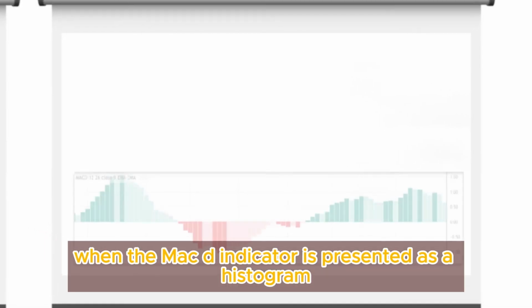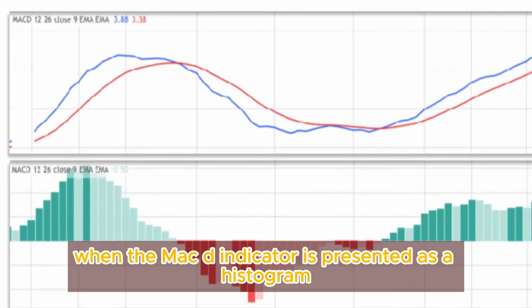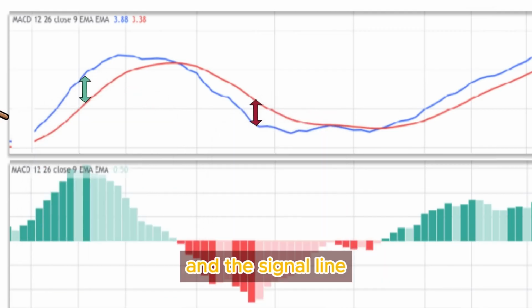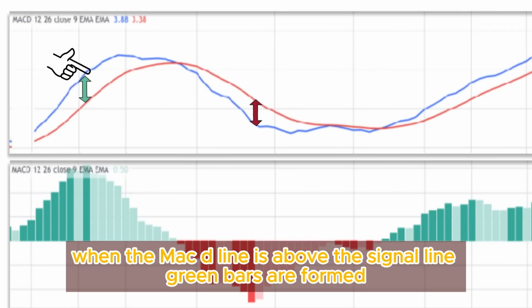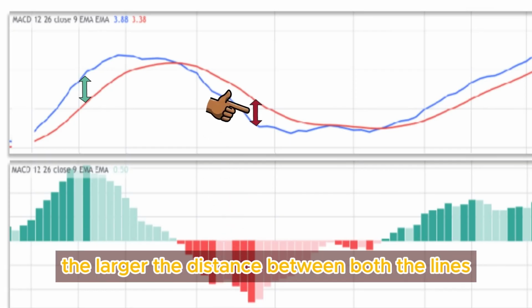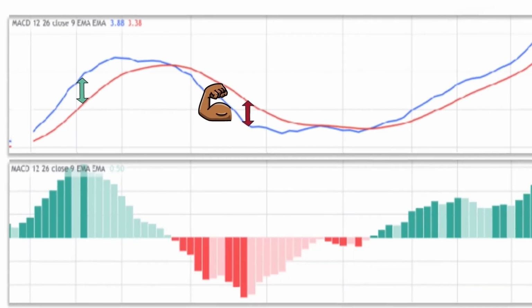When the MACD indicator is presented as a histogram, each bar represents the distance between the MACD line and the signal line. When the MACD line is above the signal line, green bars are formed, and when it's below the signal line, red bars are formed. The bigger the bars, the larger the distance between both the lines, and the stronger is the trend.